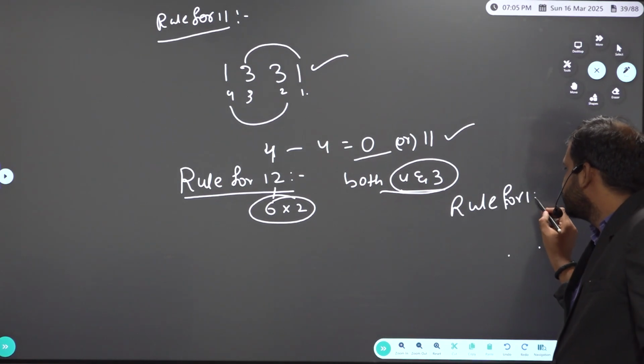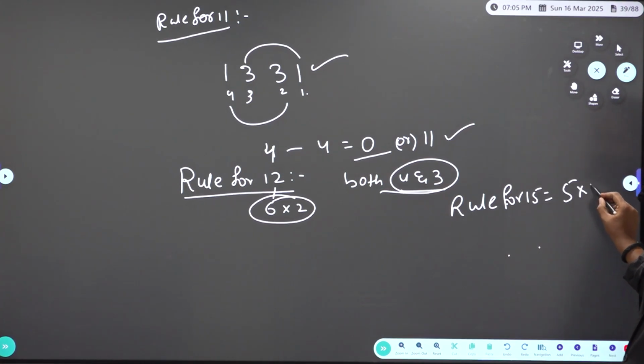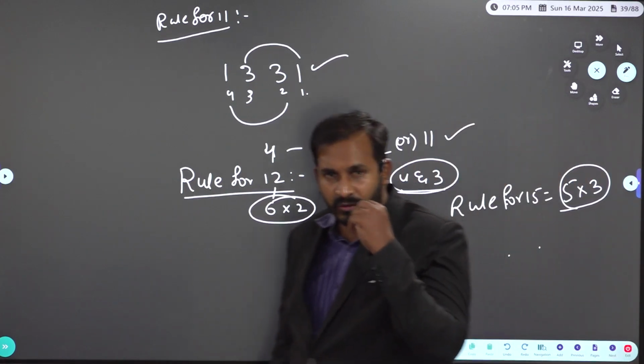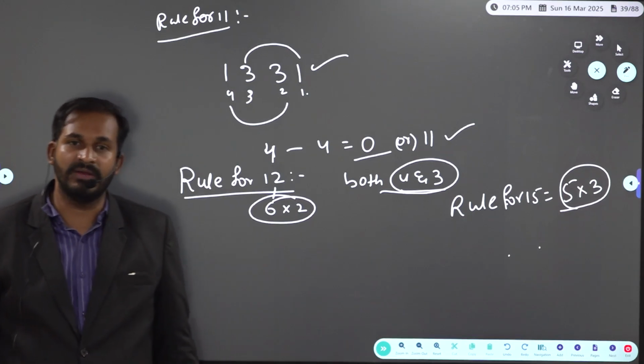Now tell me, what will be the rule for 15? The rule for 15 will be any number which is divisible by both 5 and 3. Why? Because 5 and 3 are co-primes. So any number which is divisible by both 5 and 3, then that number will be divisible by 15.